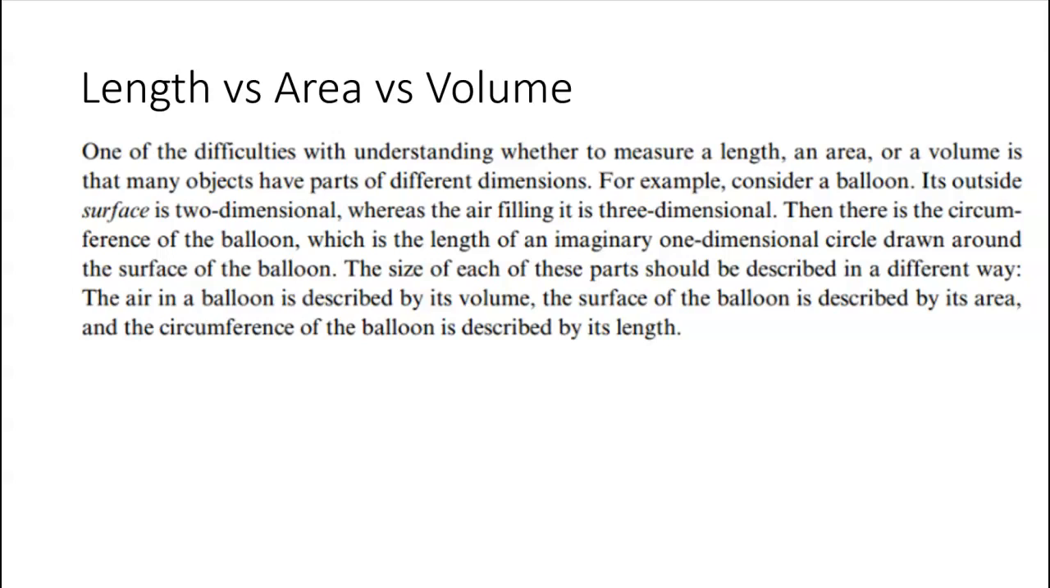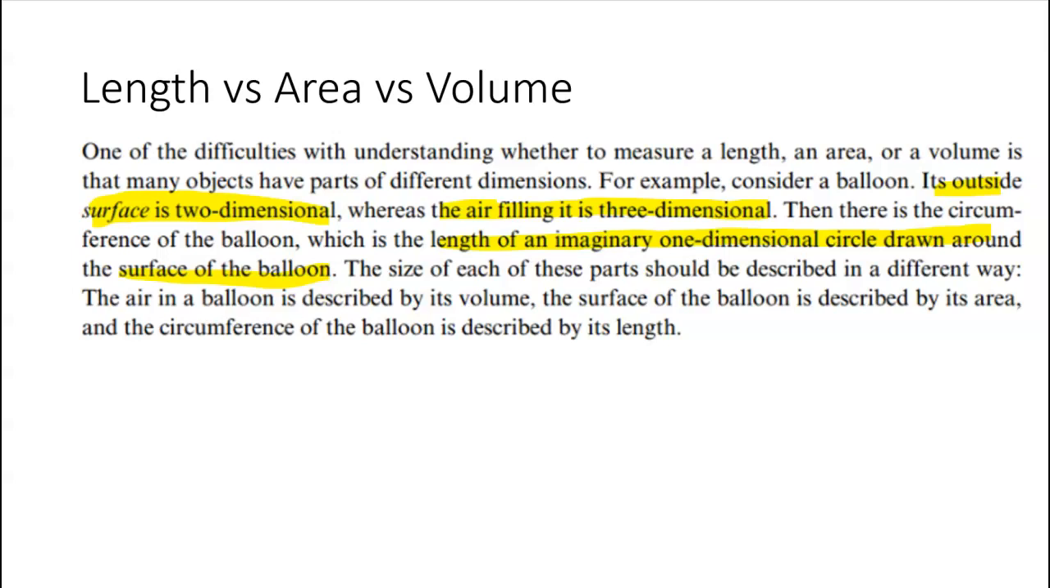Welcome back to 11.2, and we're talking about length versus area versus volume. A difficulty with understanding whether to measure a length, an area, or a volume is that many objects have parts in different dimensions. Let's talk about a balloon for an example. The outside surface is two-dimensional. The air inside would be three-dimensional. And then we've got the circumference of a balloon, which is the length of an imaginary one-dimensional circle drawn around it. So we've got all these different parts.